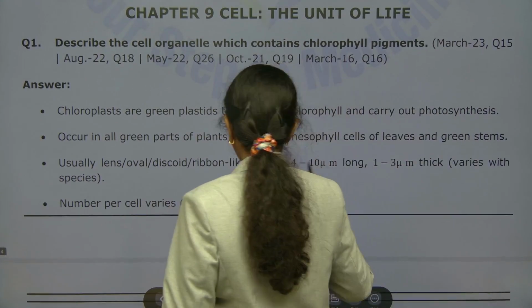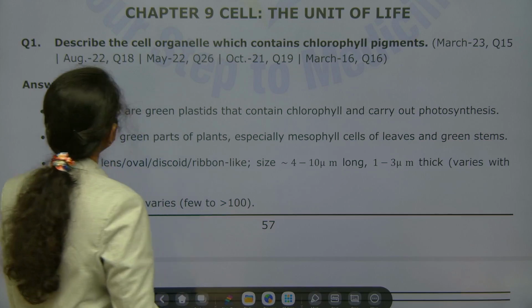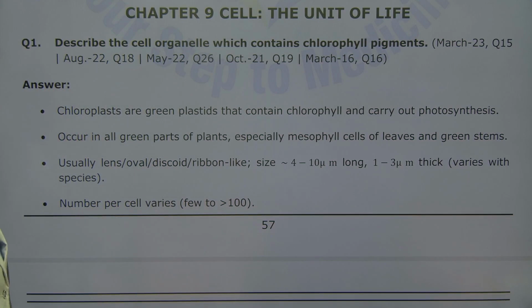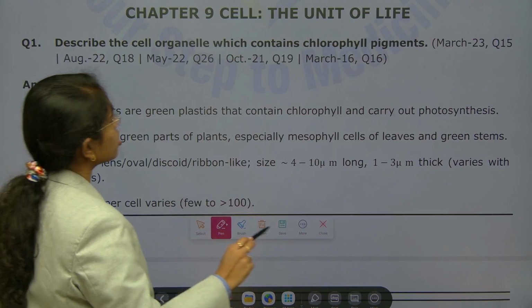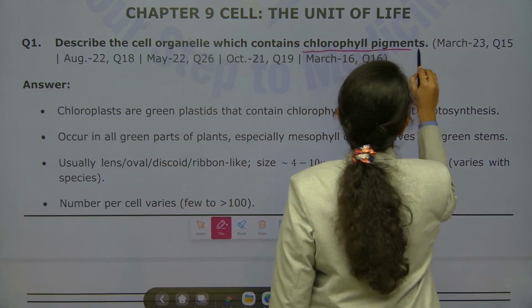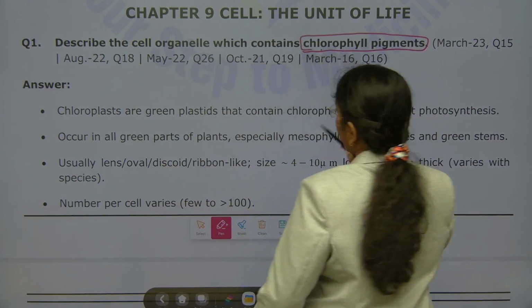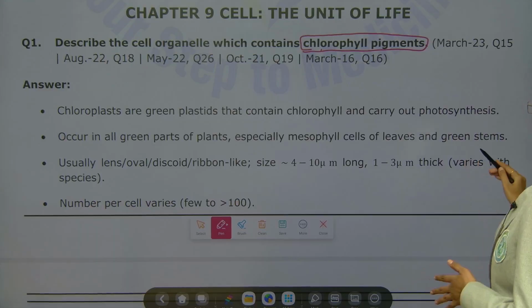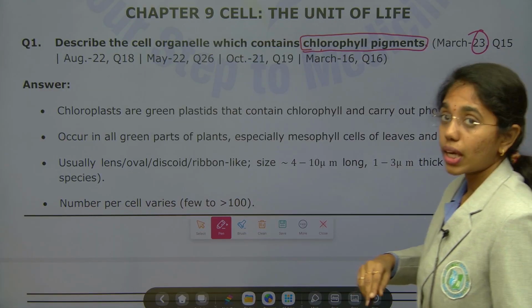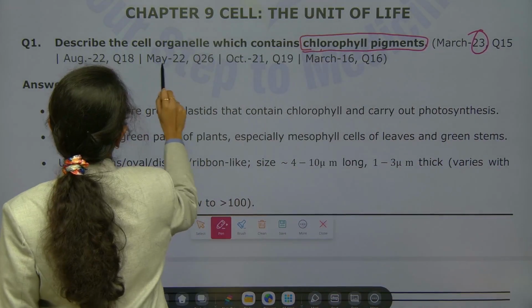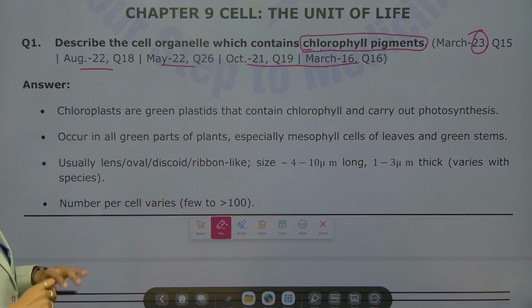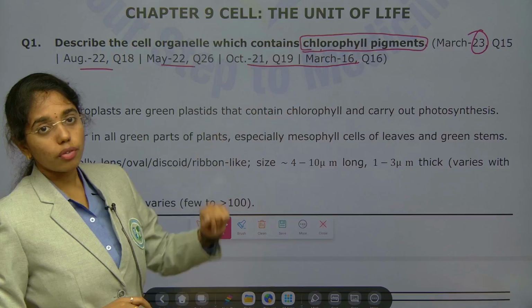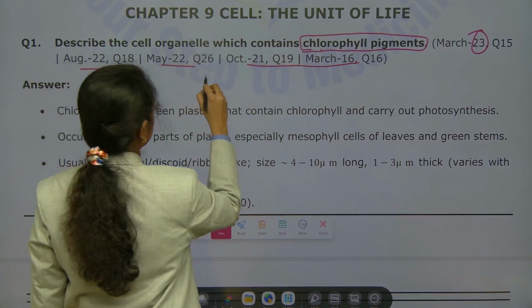Now, cell the unit of life. You go through: describe the cell organelles which contain chlorophyll pigments. This is a many-a-time asked question, like in 2023, you can see 2022, 21 and 16 as such, most important question. So first, the cell organelle which contains chlorophyll pigment is what? Chloroplast.